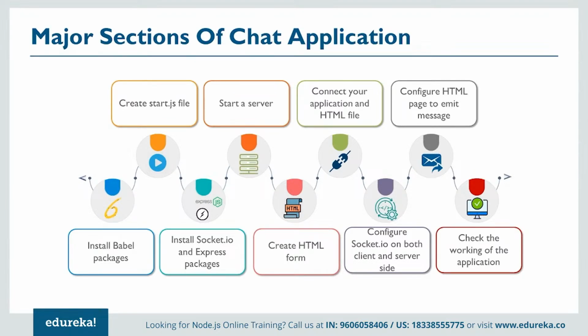We will connect the application in the HTML file, so write some JavaScript code so that our HTML file can send messages and receive messages which are being sent and received using socket.io. Configure socket.io on both client and server side. So the socket.io library, since it's a chat application, has to be present on both the client and the server. Configure the HTML page to emit the message. Emit message meaning send the message, and check the working of the application.